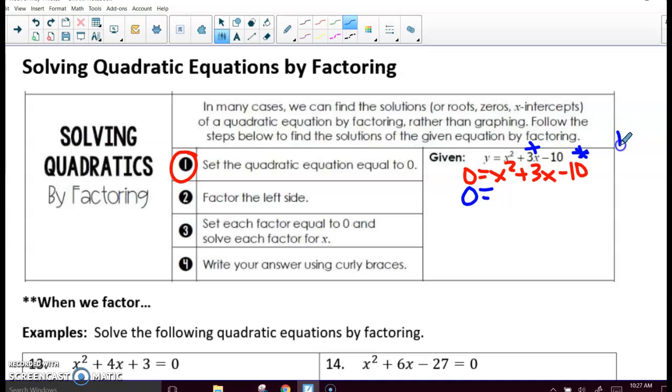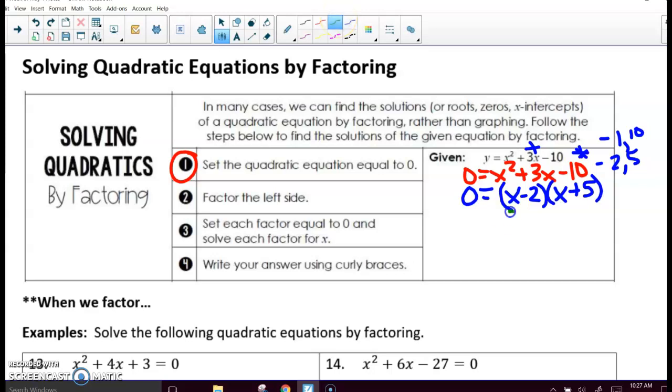Well, factors of 10 are 1 and 10, 2 and 5. Because I need to get a negative 10, 1 is positive, 1 is negative. Because my sum is a positive 3, that means the smaller number would have to be negative. If I add negative 1 and 10 together, will that give me 3? Nope. How about adding negative 2 and 5 together? Yeah, so my factors are x minus 2 times x plus 5. If I were to FOIL that out, I would get x squared plus 3x minus 10.